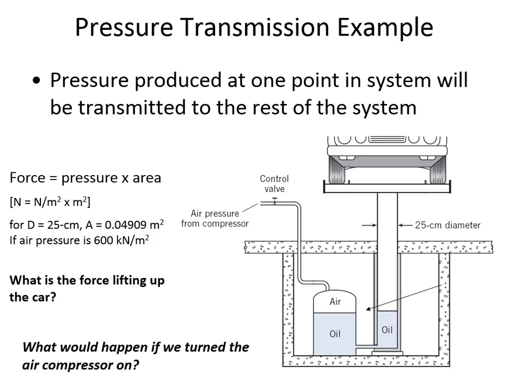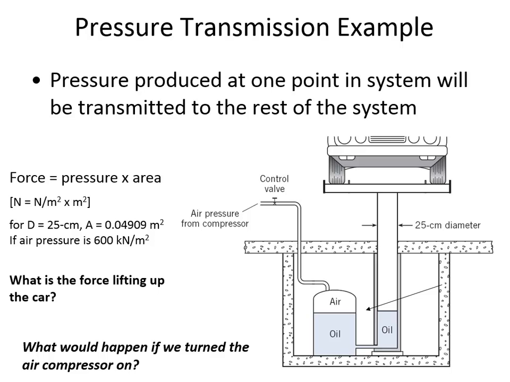So now it's in equilibrium right now. If we turn the compressor on and it goes above 600 kilonewtons per square meter, then that'll cause this to rise. And it won't rise forever. Let's say if we turn it on to, instead of 600, let's see, do we know what the liquid is? Oil. Let's just assume that this oil is 7,000 newtons per meter squared.